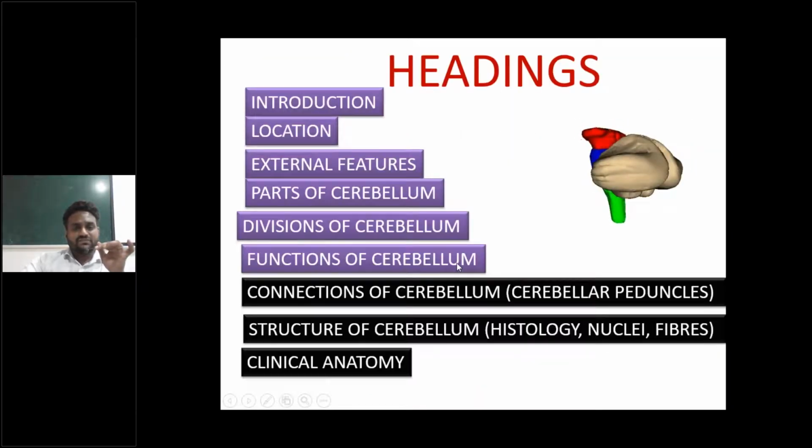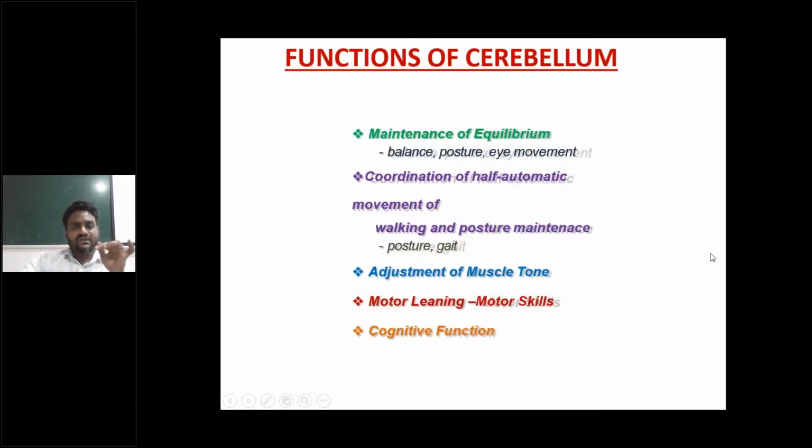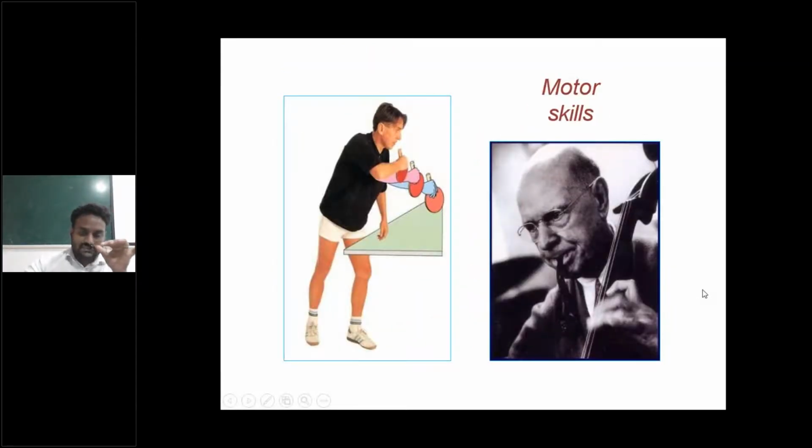And next we come to the functions of cerebellum. In functions of cerebellum, I already mentioned the main important functions: equilibrium, learning process, that means motor learning process, maintaining posture, muscle tone, and coordination. You can say mainly 4 functions: equilibrium, maintaining muscle tone and posture, coordination, and learning process. So these are the functions of the cerebellum.